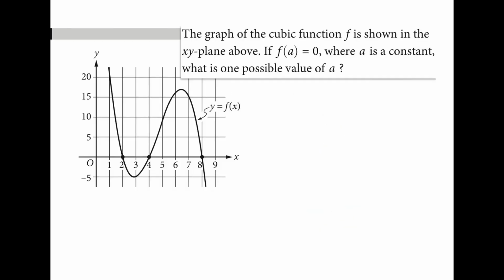If f of a is equal to 0, a is some value that makes y equal to 0. So the possible values here, 2, 4, and 8. Any one of those would be right.